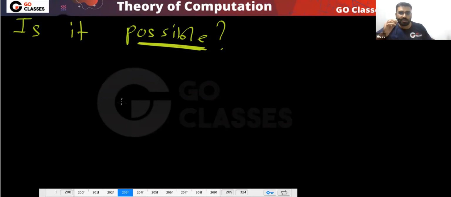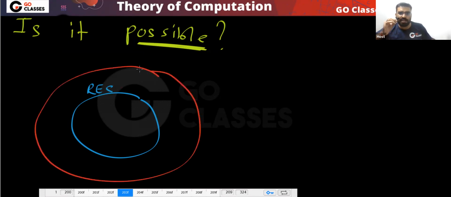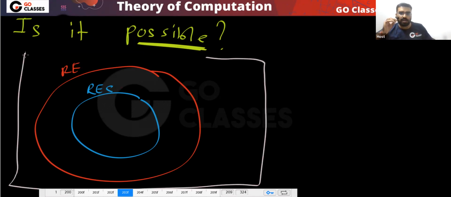Now let's see. Let's assume this is the set of recursive languages. This is the set of RE languages. And let's assume this is all the languages.